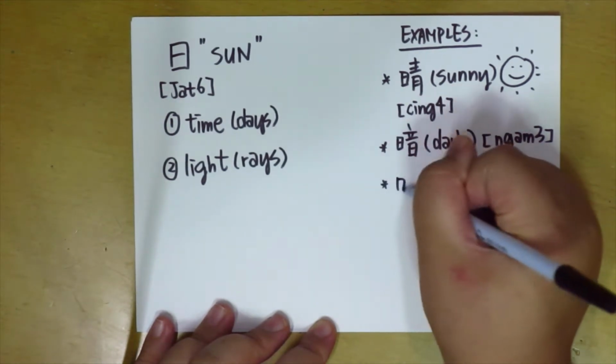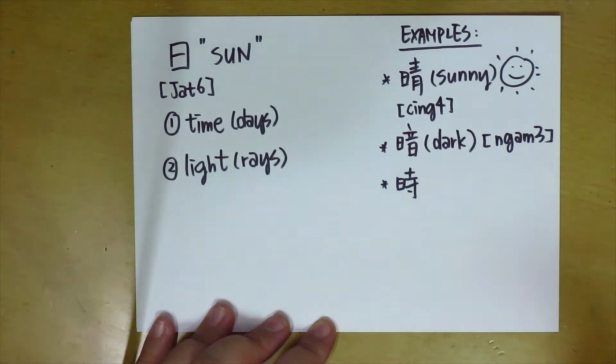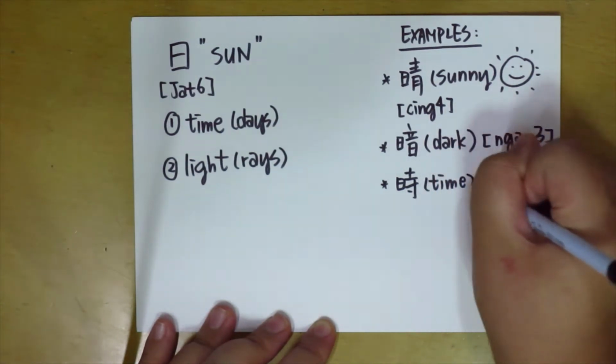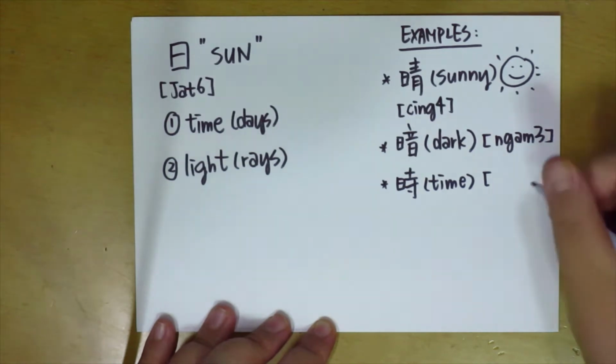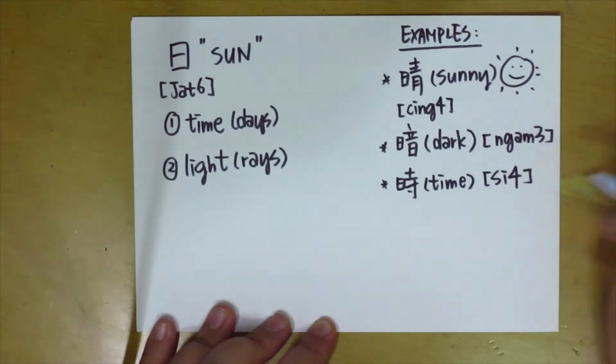And the third one is sea. In my very first video, we've learned this character. Yay! And it means time. Quite literally. And the pronunciation is in the 4th tone.